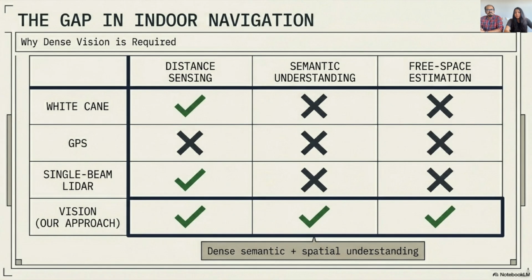That last column is what makes navigation possible. You cannot route a user around an obstacle if you only know about 1 pixel of space. Dense semantic plus spatial understanding. That is the requirement.